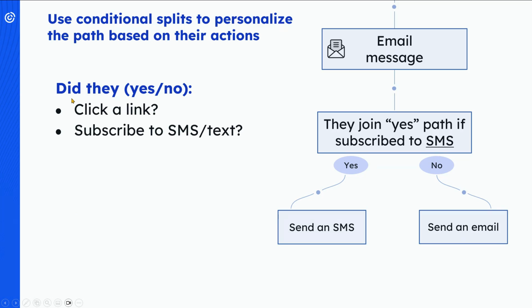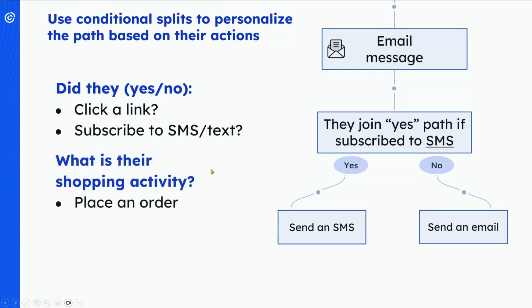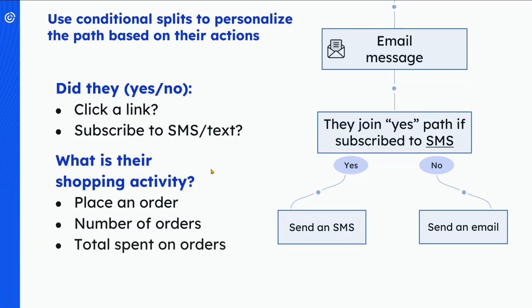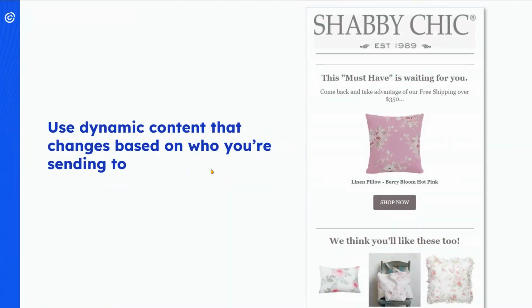Now, over here, what can you do with conditional splits? Did they take an action? So, like if somebody's really interacting with your emails, you might want to have them move over and get a VIP email. Or if they're not engaging with their emails, you might want to give them a higher discount. What's their shopping activity? Again, going back to that e-commerce example. Did they place an order? Send them a thank you email. Number of orders they've placed, total they might have spent at your store.